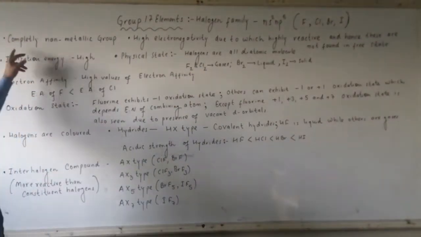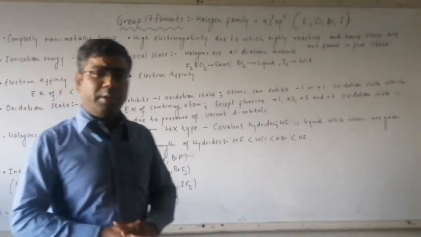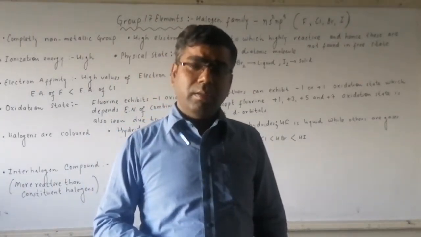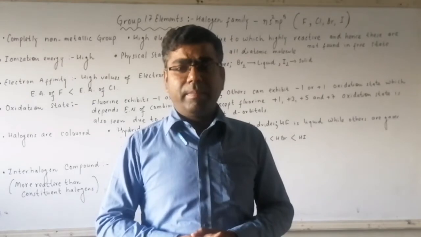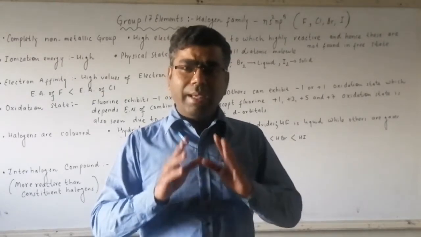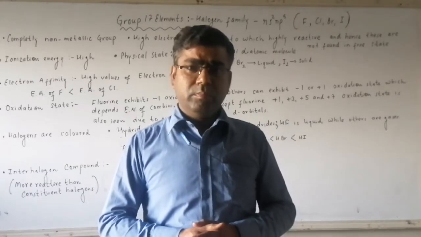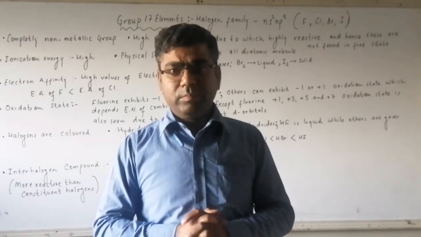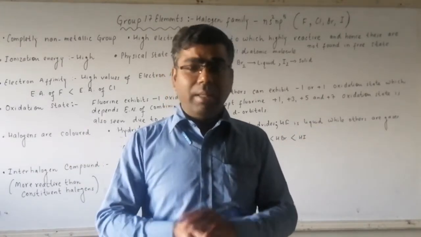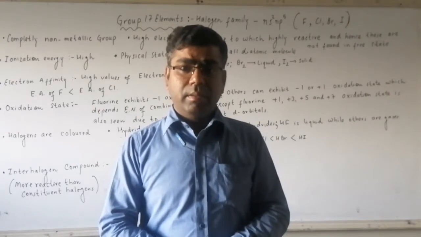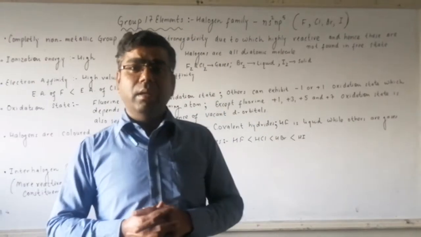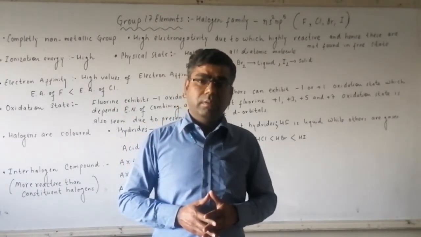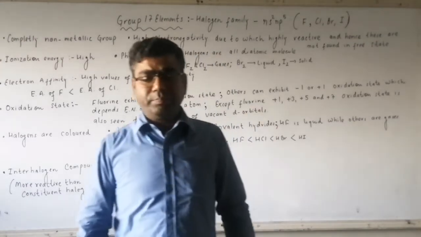Then, point number 1. Completely non-metallic group. It is the only group of the periodic table which contains all the elements as non-metals. All elements of this group are non-metals. There is no other group where all the elements are non-metals. Iodine is a non-metal which has metallic luster. Iodine shines like a metal.